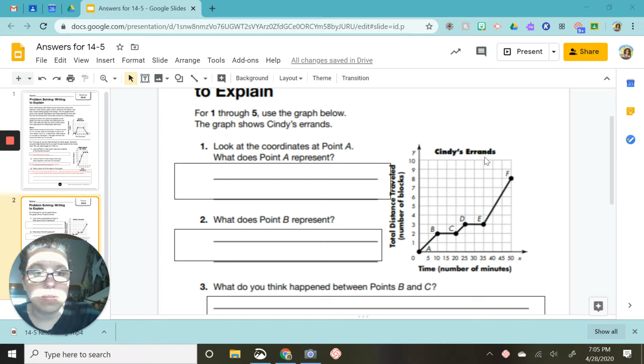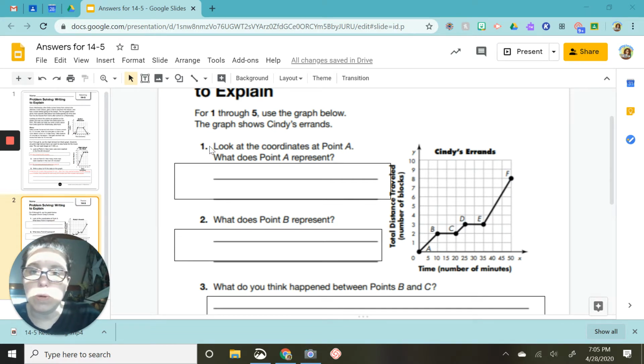So the title is Cindy's errands. This bottom, which is called the x-axis, is time in minutes. So they're counting by fives on the bottom. The distance traveled, number of blocks. So this y-axis shows how far she traveled as far as blocks. And this is a way people measure things, especially in downtown, like in Indianapolis, how many blocks you walked.